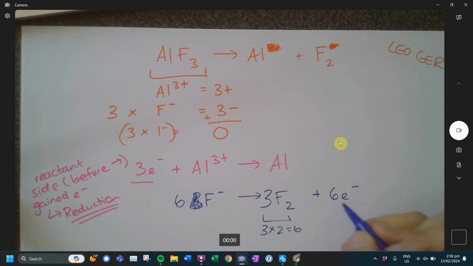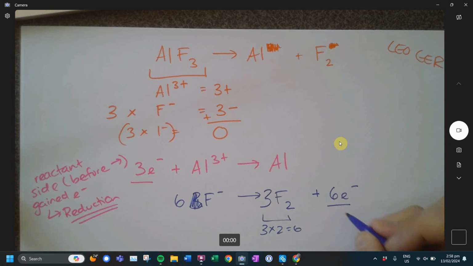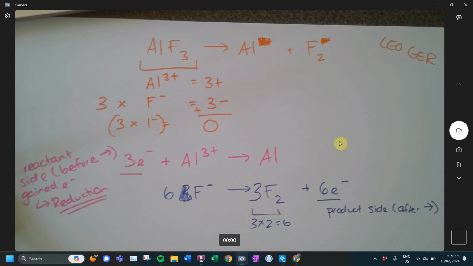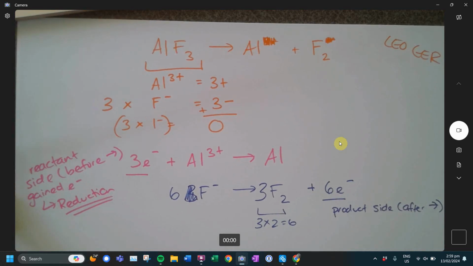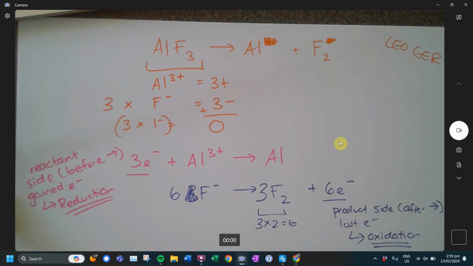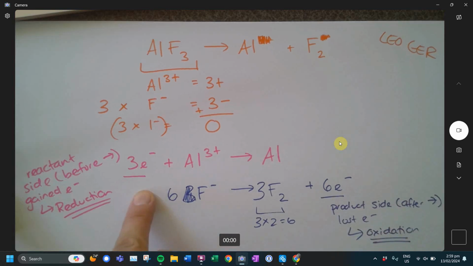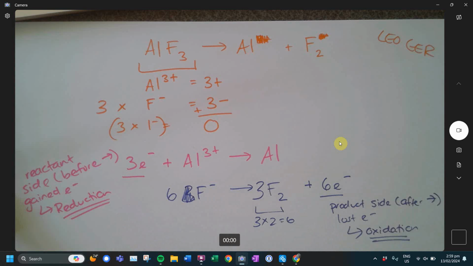All right. We see that the electrons here are on the product side, which is after the arrow. So that means that these electrons have been released from the fluoride. And if we lost electrons, go back to Leo, the lion says grr, that tells me this is my oxidation reaction. You should always have one of each, because these electrons here are going to go here. We cannot create or destroy matter. It's a fundamental law.